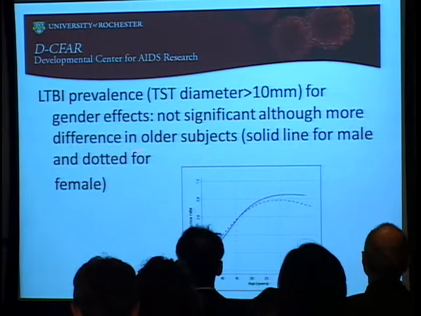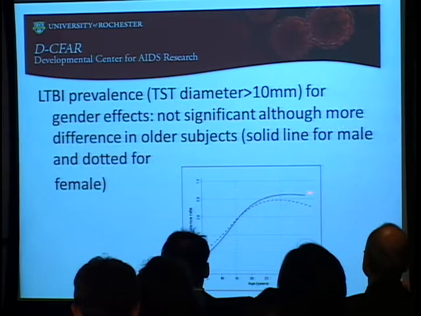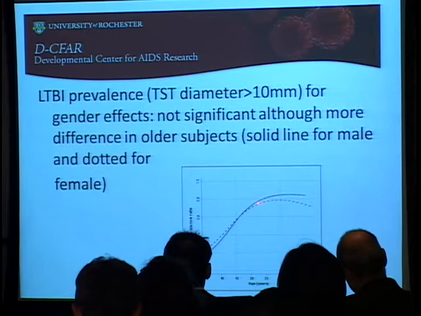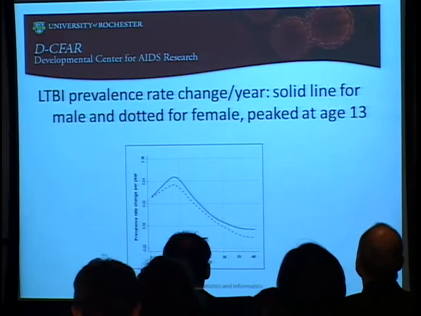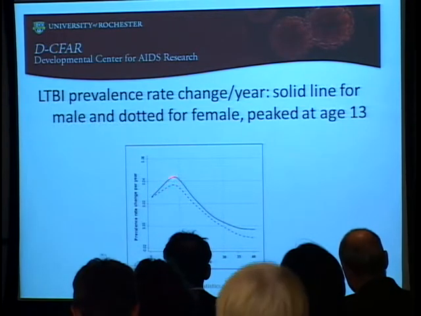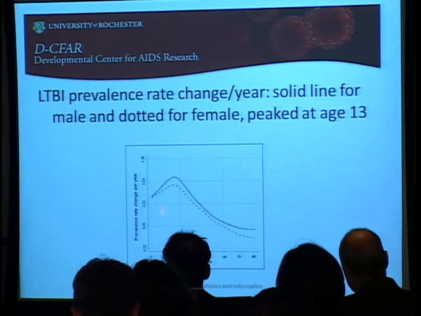When we look at the gender difference, the dashed line is male and the solid line is female, and you can see the difference is not significant. But when people are older, there looks to be some difference. The male curve starts to plateau, but the female curve starts to go down after 31 years old. Here is the prevalence rate change per year. We can see that the prevalence rate change peaks at about 13 years old.